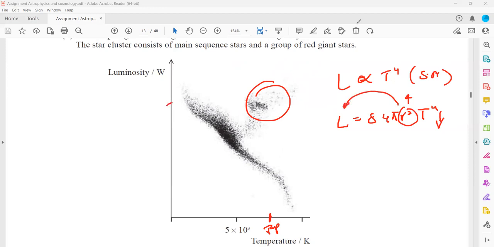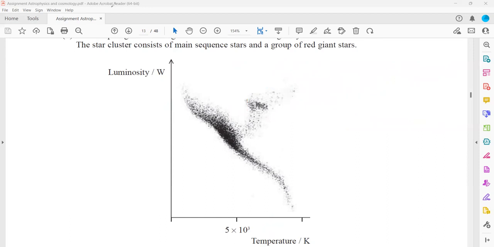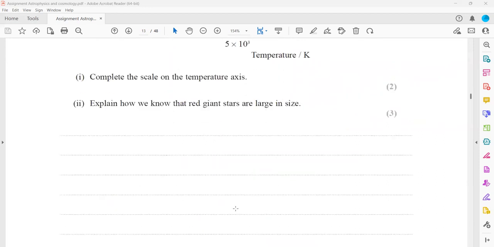So how can we show from this that the red giants have a larger size? Because according to the scale, the temperature is low, so they should have low luminosity. But because they have a high luminosity, it shows their size is much bigger.